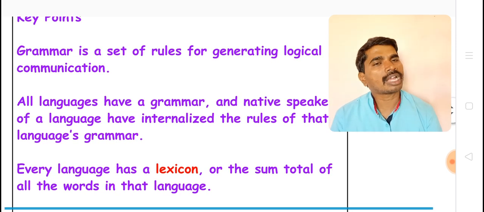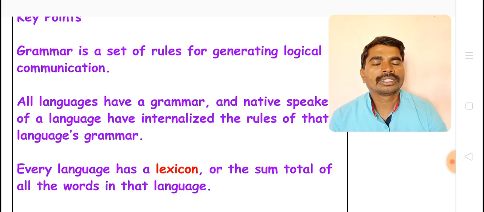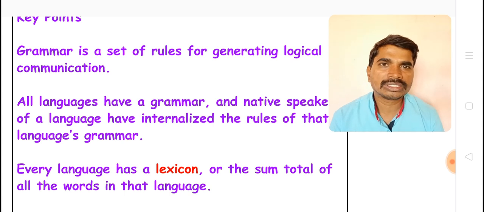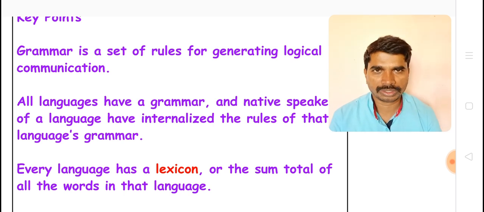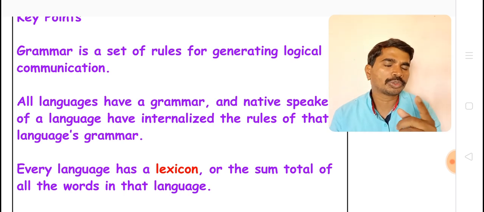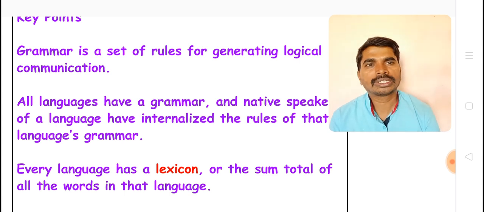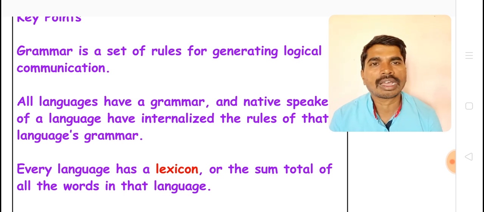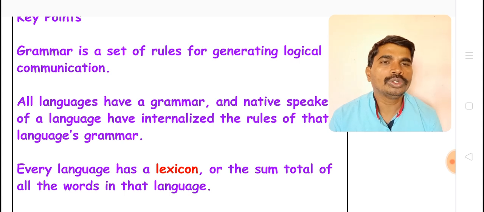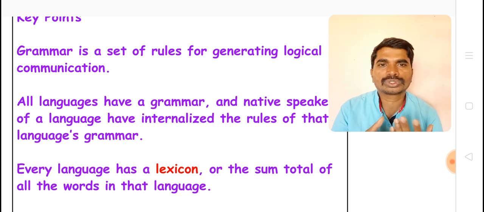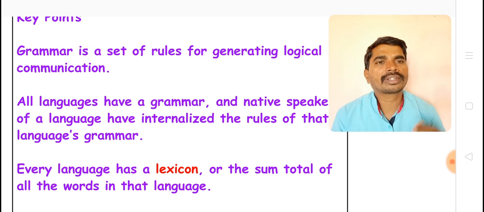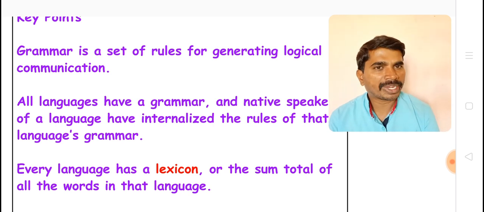One is grammar. Grammar is a set of rules for generating logical communication. All languages, as you know, have grammar. Native speakers have internalized the grammar. Grammar comes to them naturally, but not all the time. They tend to make mistakes as well.